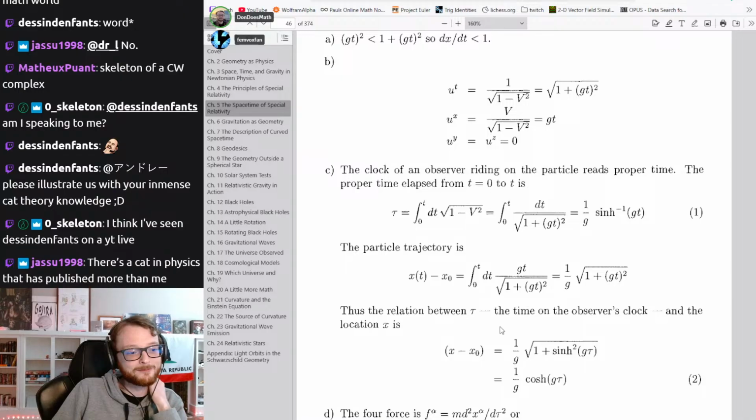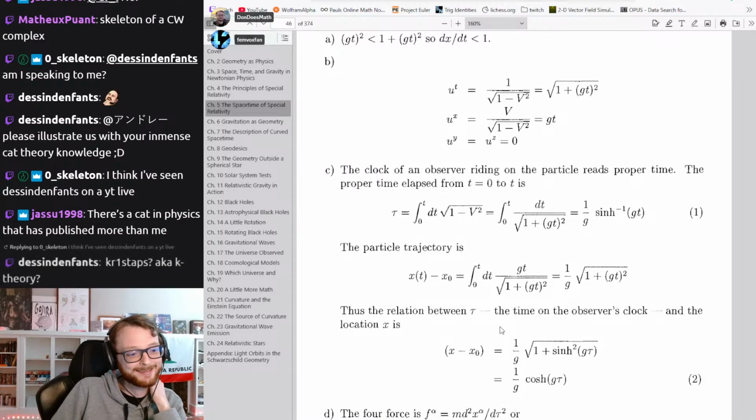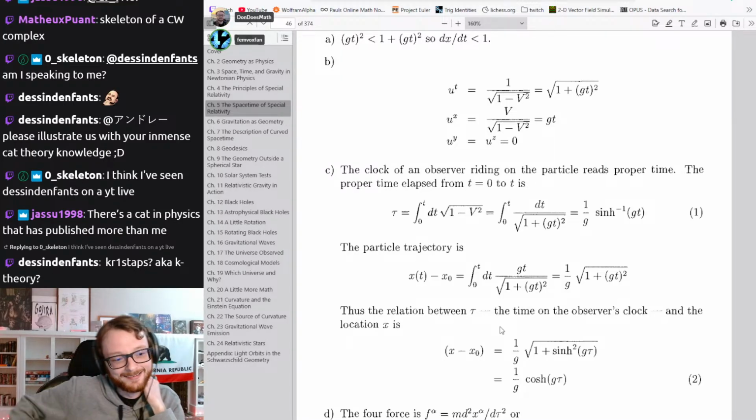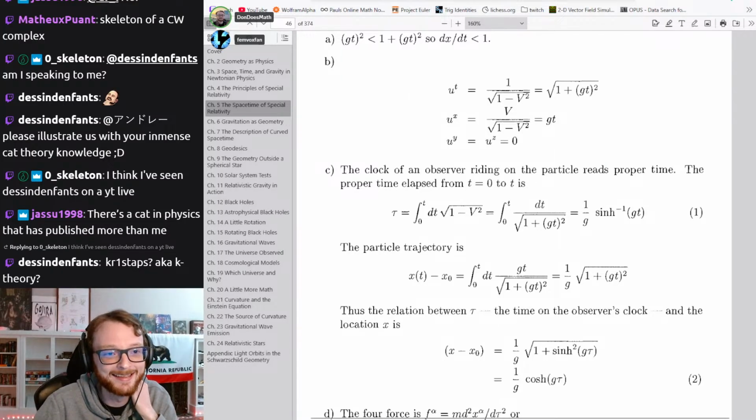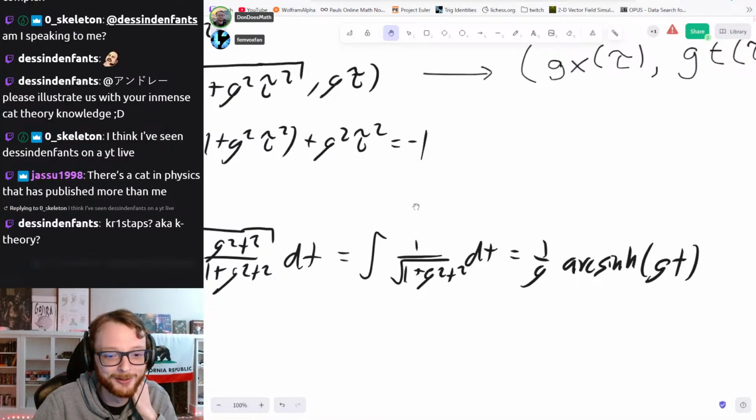There's a cat in physics that has published more. What? Schrodinger's cat? Is that the cat? Yeah, that is a cat in physics. I don't know that it published a paper.